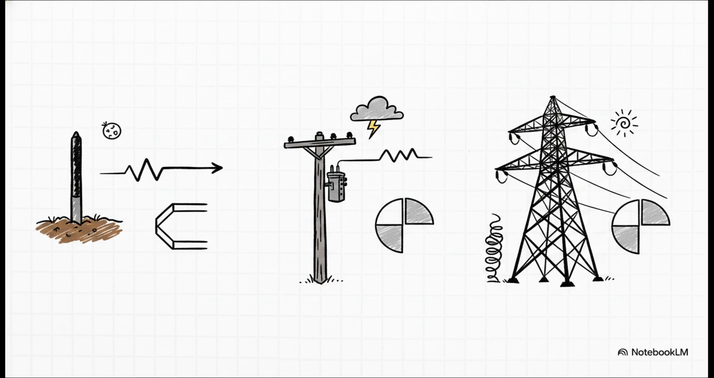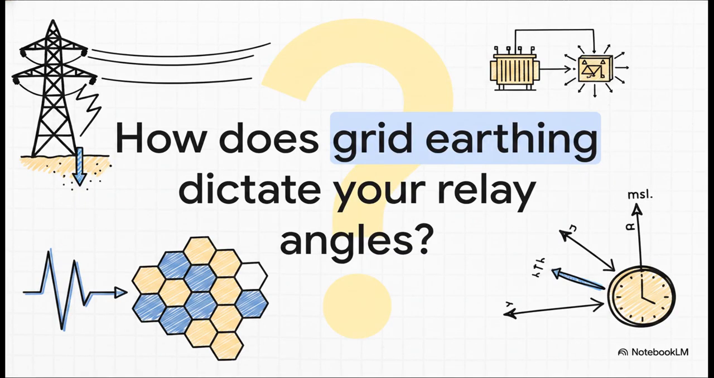For lower voltage distribution systems that are solidly earthed, the lines have a moderate mix of resistance and inductance, so a 45-degree RCA is perfect. And for those massive, high-voltage transmission lines that are highly inductive, the fault current lags severely, so engineers set the RCA to 60 degrees. It really is a complete marvel of engineering.